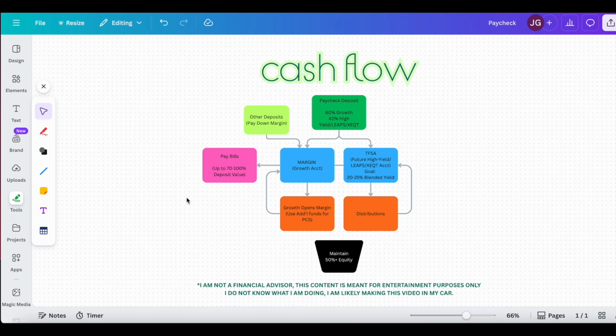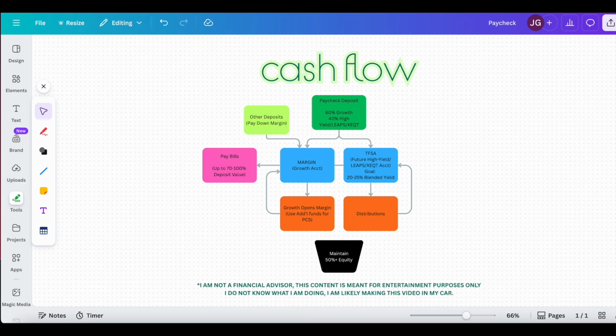We can make up that 20%, but up to 100%. If I have a really good month, I could probably withdraw 100% and still maintain my 50% equity. Any other money that I come across, if it's gifted money, or if there's money that you find in your couch, those are other deposits. Those go directly to pay down margin. That helps with equity. I don't need to invest it. It's just going directly to pay down margin. So any extra money goes in to pay down margin.